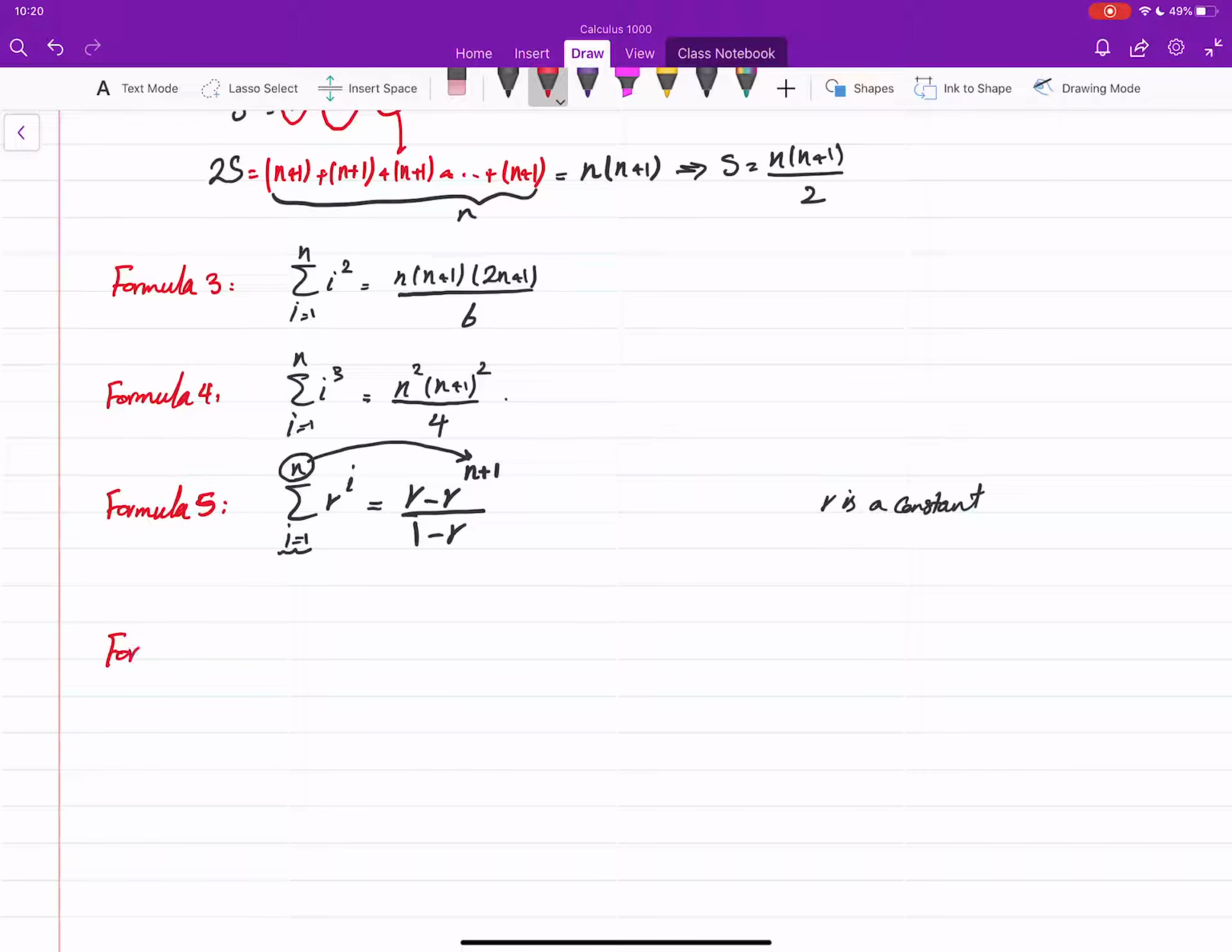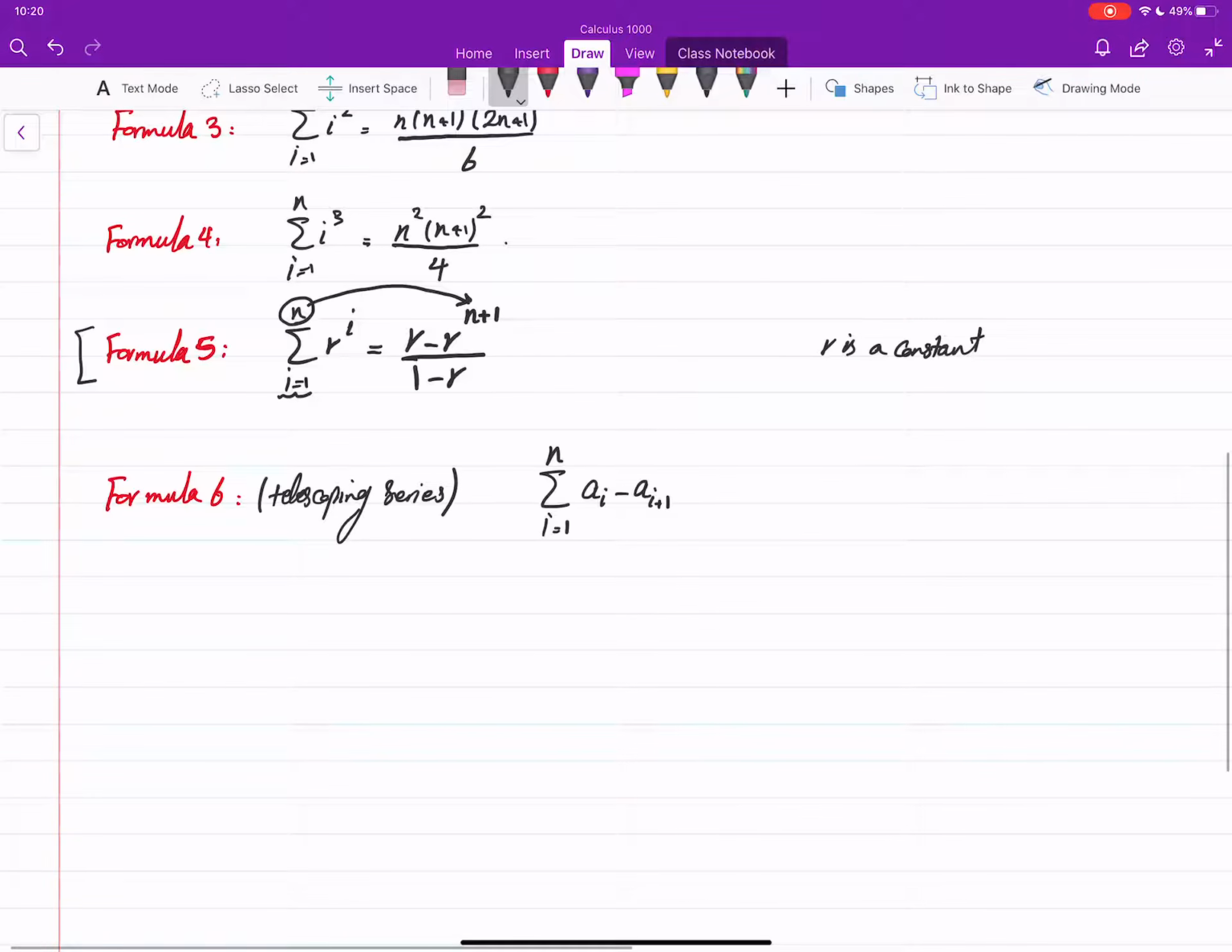This is a geometric series. Formula 5 is the geometric series. Formula 6 is what is called a telescoping series. It is when you have a sum of a term minus the next term of that sequence, i going from any number you like. Let me just write from 1 to n.